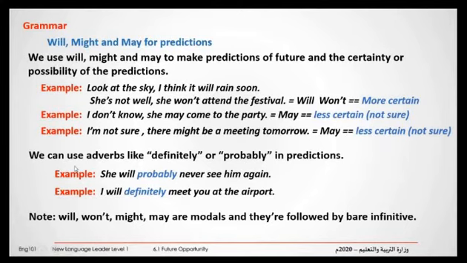Now, we can use adverbs like definitely or probably in predictions. Example, she will probably never see him again. Example 2. I will definitely meet you at the airport. Note, will, won't, might, and may are modals, and they are followed by their infinitive.